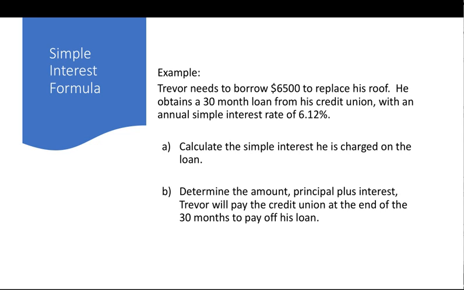So let's go through some examples of where we're going to be using this simple interest formula. So here's an example. Trevor needs to borrow $6,500 to replace his roof. He obtains a 30-month loan from his credit union with an annual simple interest rate of 6.12%. So 2 parts to this question. Part A: calculate the simple interest he is charged on the loan, and part B: determine the amount, the principal plus the interest, Trevor will pay the credit union at the end of the 30 months to pay off his loan.